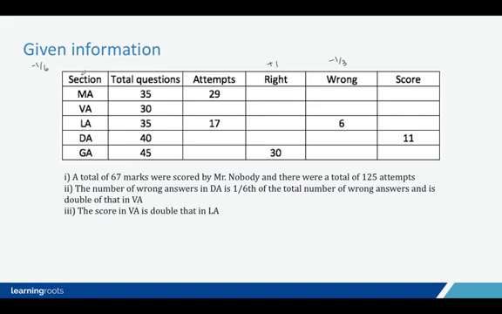So to start with, the first data point given to us is that a total of 67 marks were scored by Mr. Nobody. So the total score across all the sections would be 67. And there were a total of 125 attempts. So out of 125 attempts, he would have got something right, something wrong. There would be a few unattempted questions, and that would lead to 67.